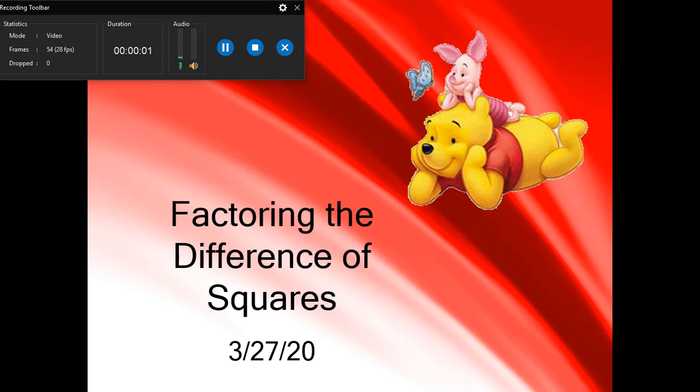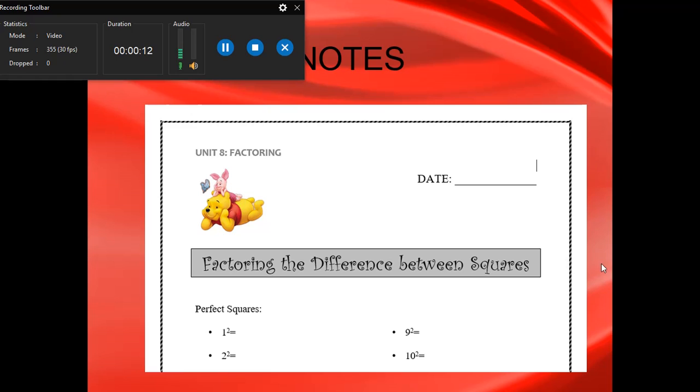Hi, Algebra. Today we're going to factor the difference of squares. You can use the date of 327. This is the note packet that you'll need for today's lesson.